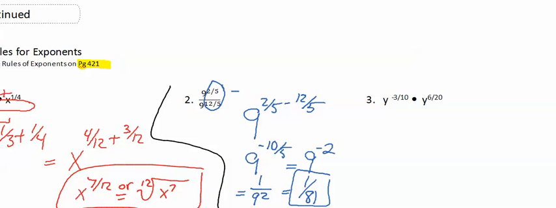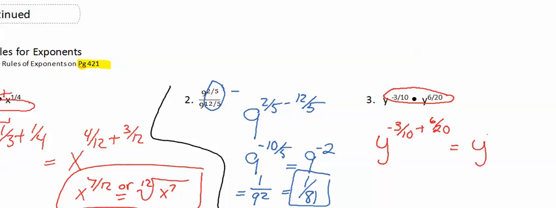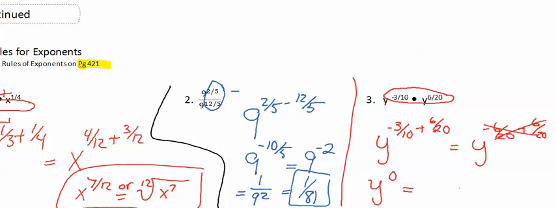Number 3, very similar to number 1, we have those rational exponents. We want a common denominator, so we're going to do negative 3/10 plus 6/20. Common denominator is 20, so it's negative 6/20 plus 6/20. You'll notice it cancels out, so it's going to be y to the 0 power. So what that means, if you remember, is anything to the 0 power is just 1.